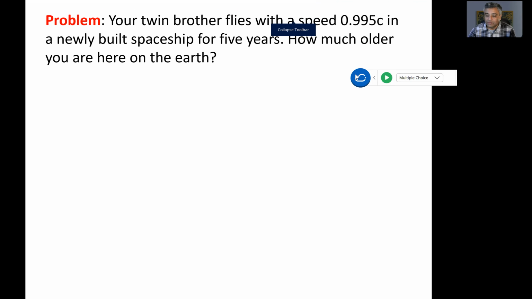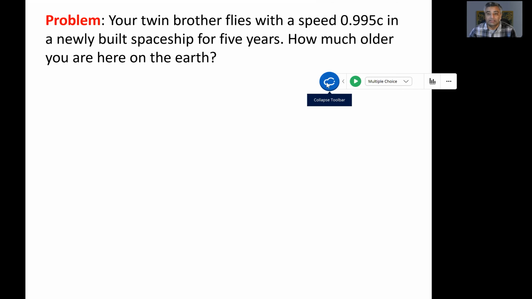So here is one such example. This is also called the twin paradox. You can search about it and read about it if you like, but in summary, this is what it is. Let's say your twin brother flies with a speed very close to the speed of light for 5 years. How much older are you here on the earth? So now it says for 5 years.